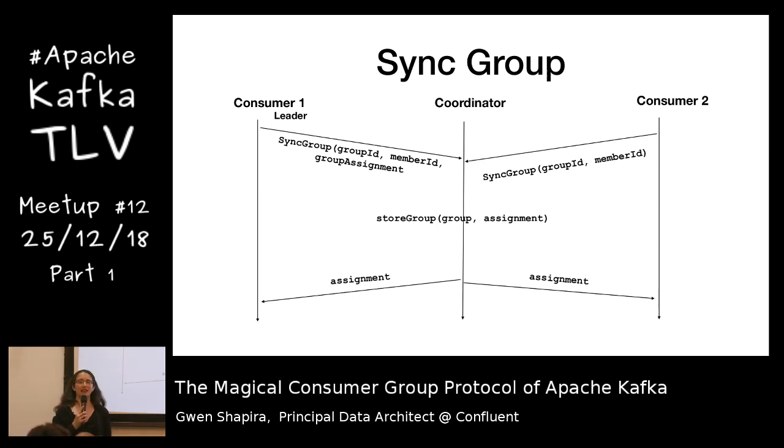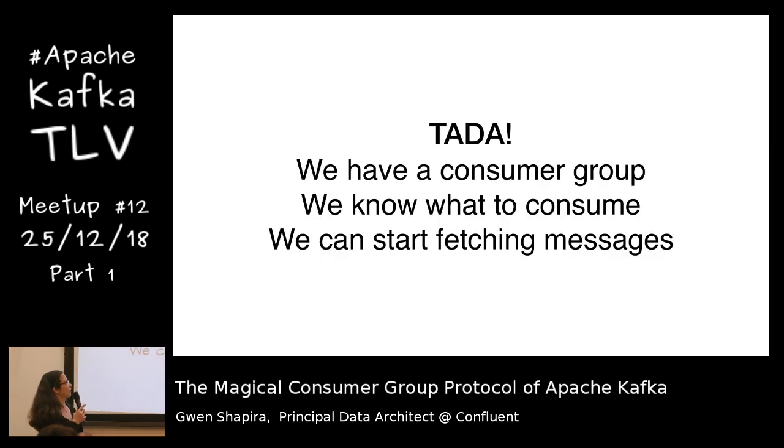Finally, if you think we're efficient, we're kind of not. That's why we try not to rebalance too often. It's a long process, it has all the timeouts, etc. Okay, we have a consumer group, we know what to consume, everything is synchronized, we start reading data.